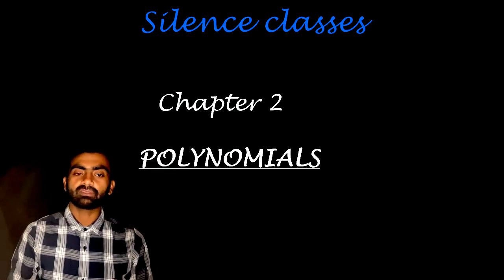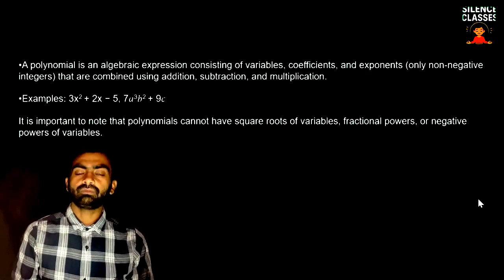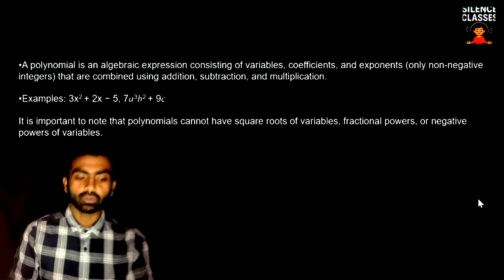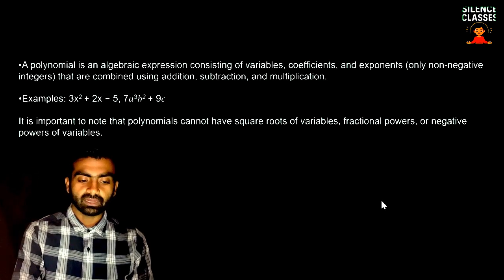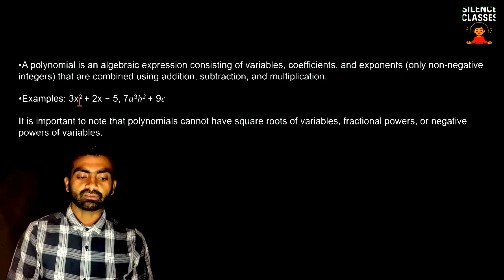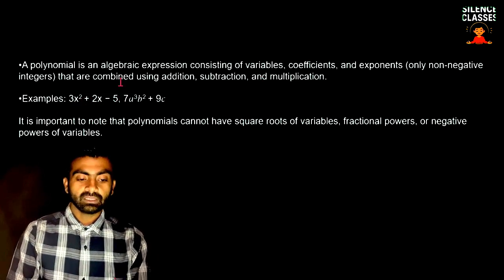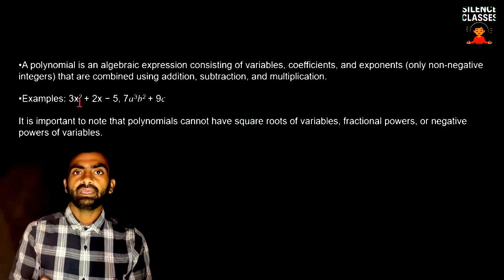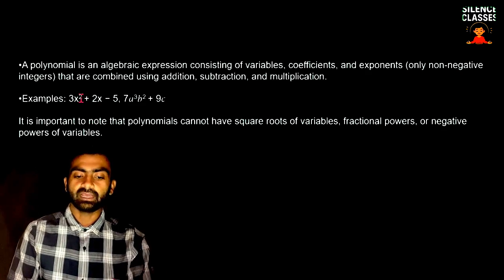So what exactly is a polynomial? What is the definition of a polynomial? A polynomial is an algebraic expression consisting of variables. For example, if we write it down, 3x square plus 2x minus 1. This is the example written over here. Variable means it can be any alphabet like x, a, b, c, d. Any alphabet can be written as a variable.